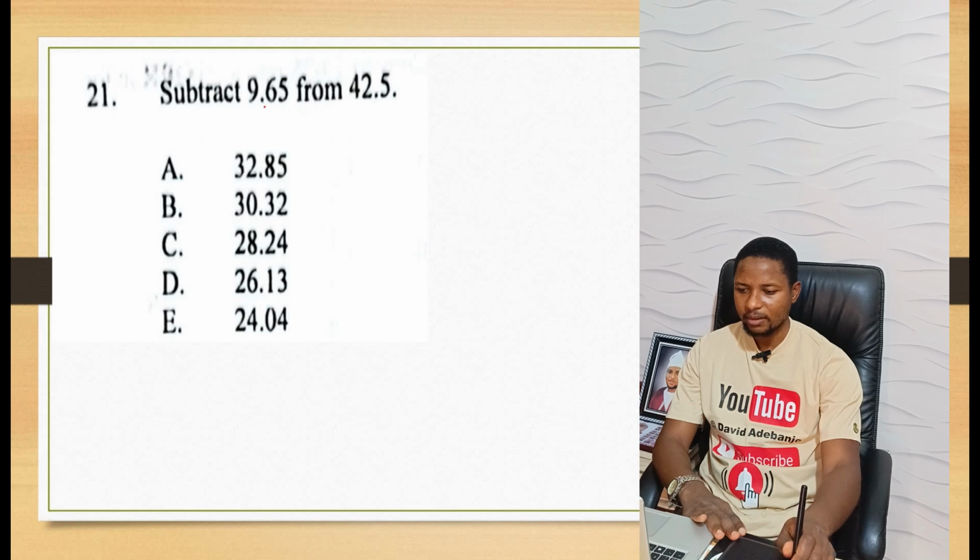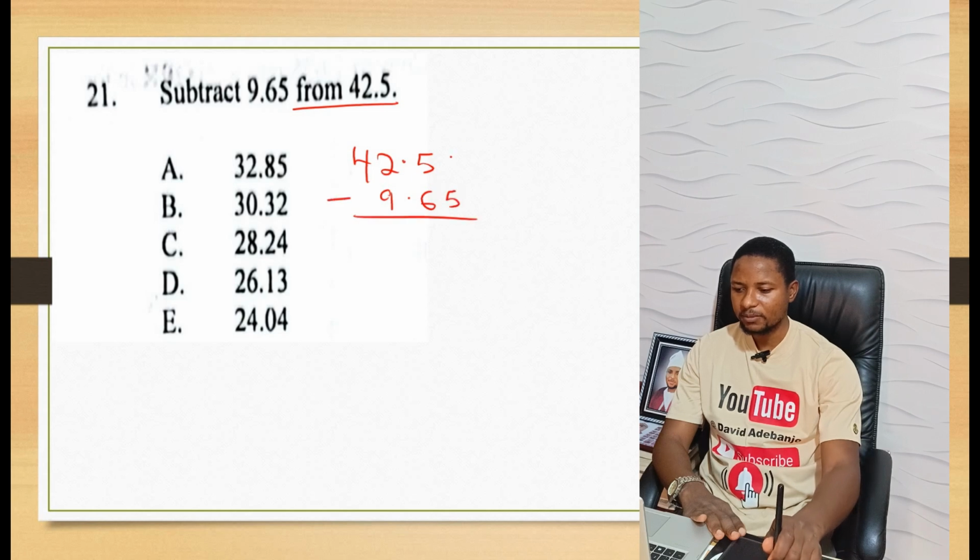Subtract 9.65 from. Take note of the word from. That should always come in first. The word from is at the top and 9.65 under. Before you subtract, you have to fill up this with 0. Then you can go ahead.